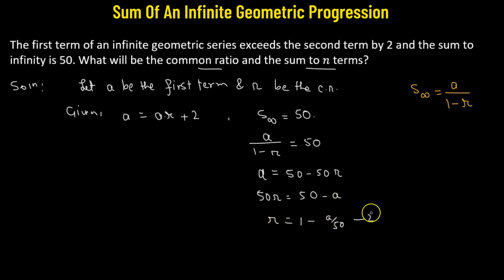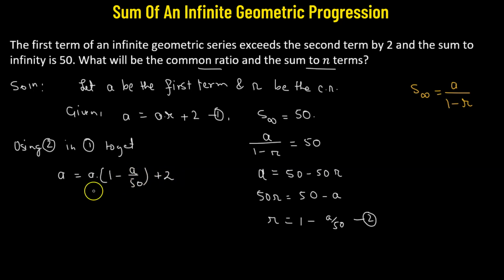So let this be equation number 2 and let the earlier one be equation number 1. We can substitute the value of R obtained in equation 2 into equation 1 to get A equals A times R, where R is replaced by 1 minus A over 50, plus 2. That gives us A equals A minus A squared over 50 plus 2. So A and A get cancelled and we can rewrite this equation as A squared equals 100. Taking the square root gives us A equals plus or minus 10.